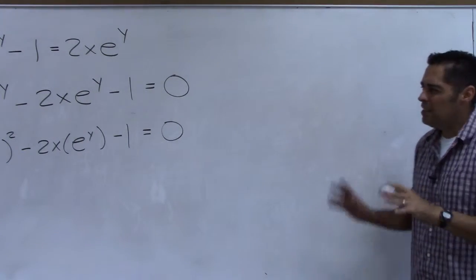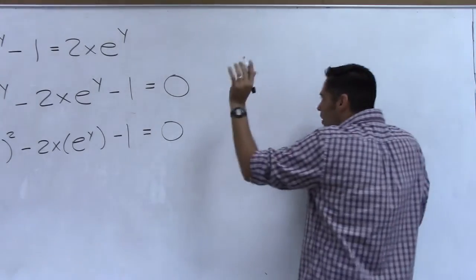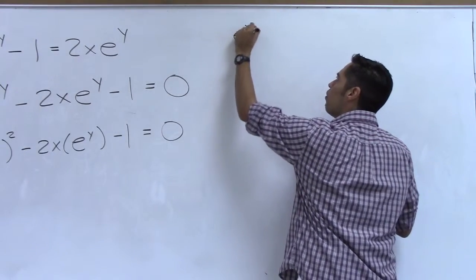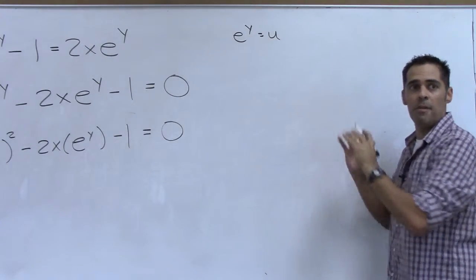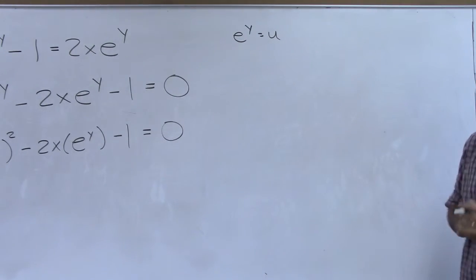So if I just come in here and I just say, look, just for now, I'm going to replace e to the y with u. I'm going to make a substitution. Everywhere I see e to the y, I'm going to replace it with u. What would this turn into?